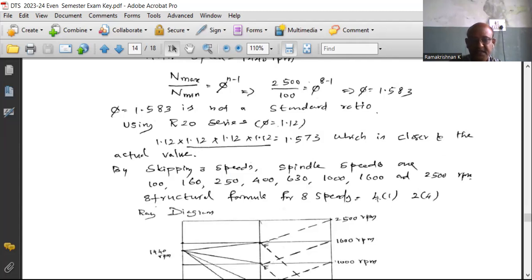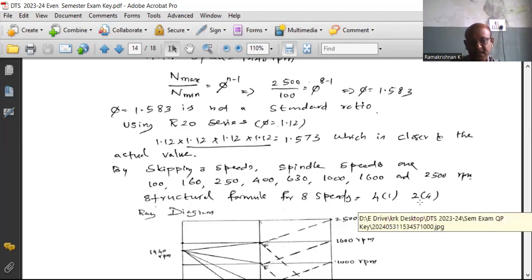So similarly, the structural formula can be written as follows: the 8 is split up into 4 into 2. Then the 4 output speeds, with the motor speed by default as the 1 input speed, 4 within bracket 1. And the second stage 2, here within the bracket you have to write 4 into 1 equals 4. So the structural formula for our 8-speed gearbox is 4 within the bracket 1 and 2 within the bracket 4. It is the structural formula: first stage and second stage.